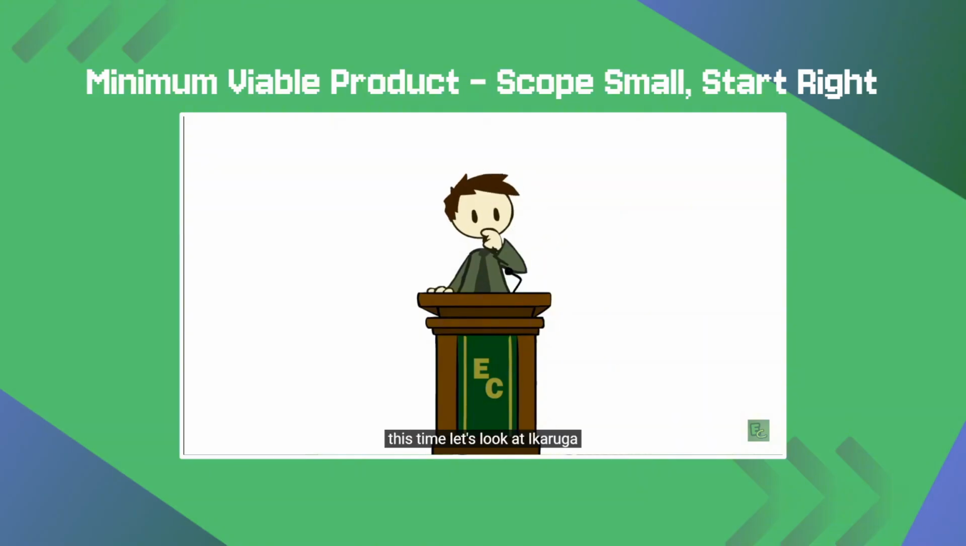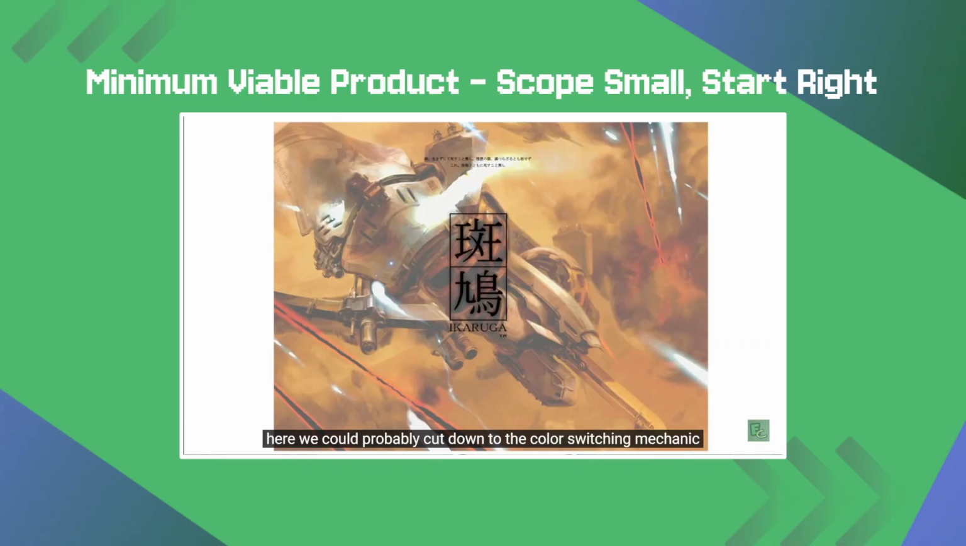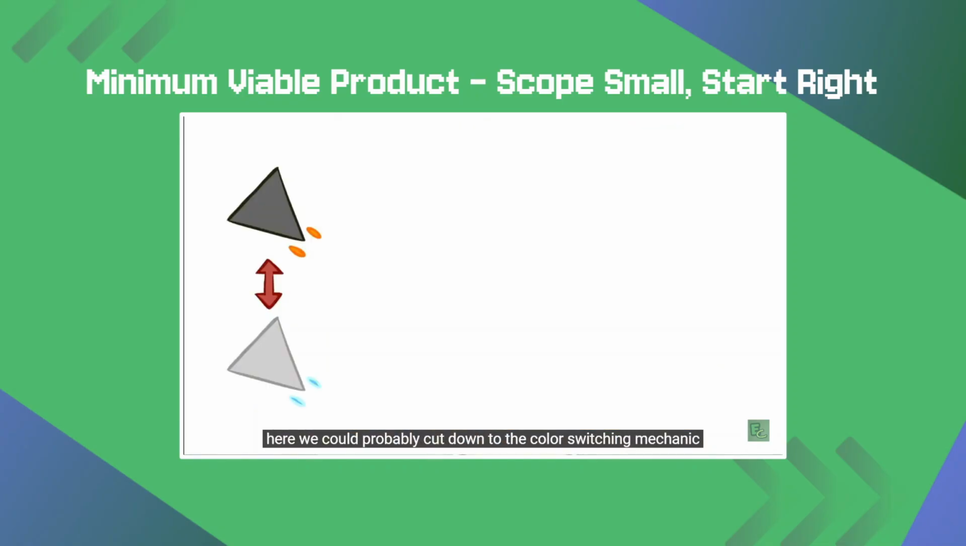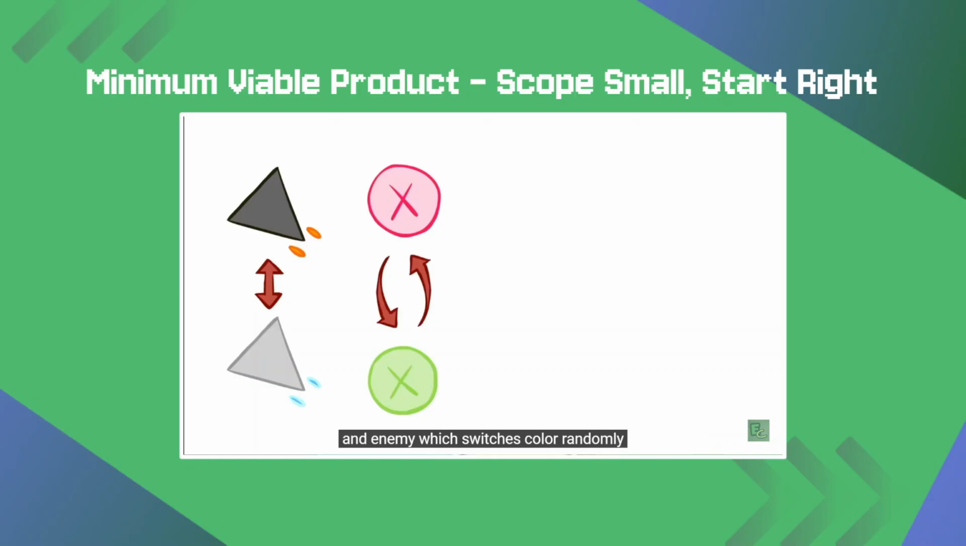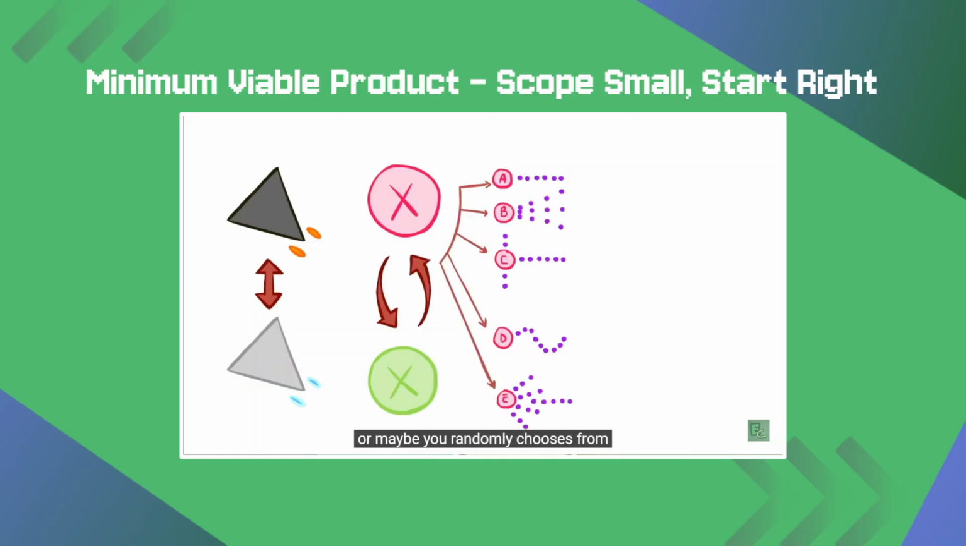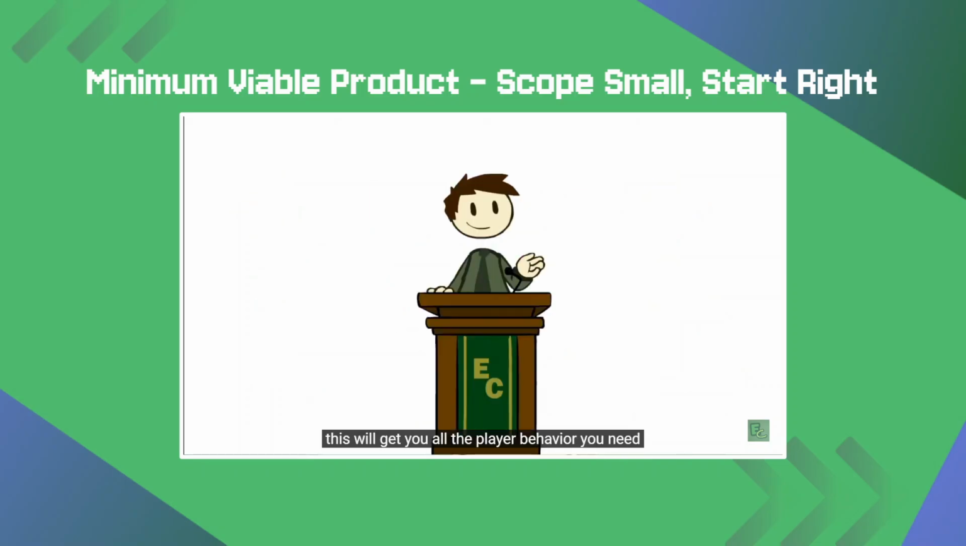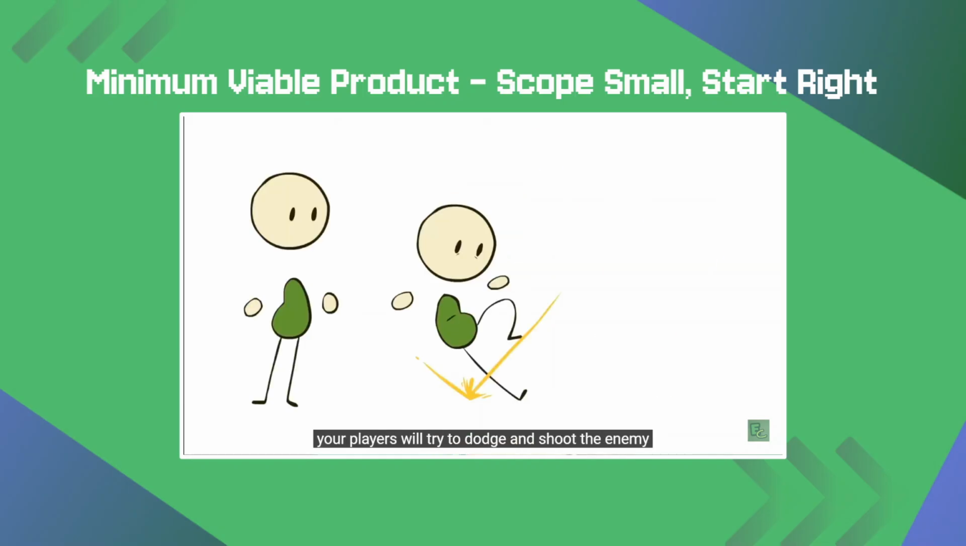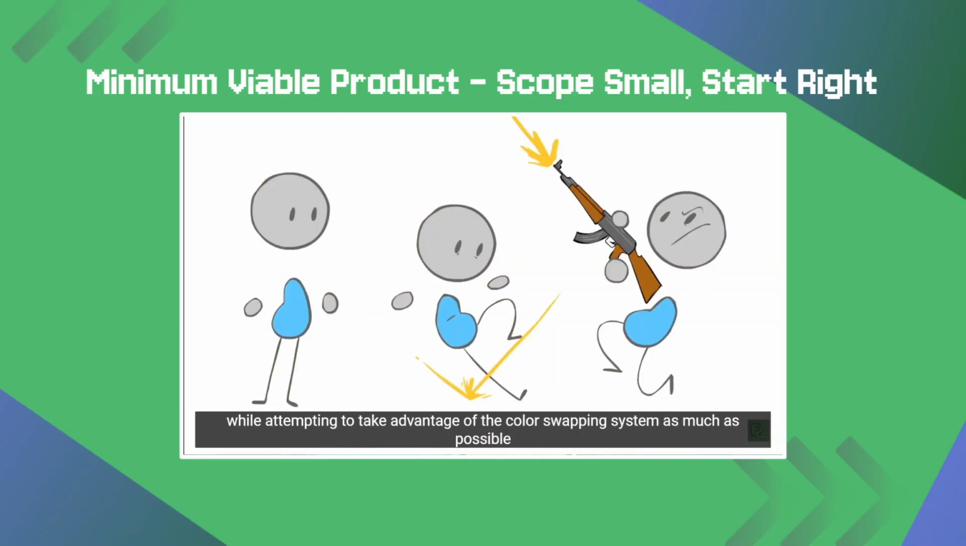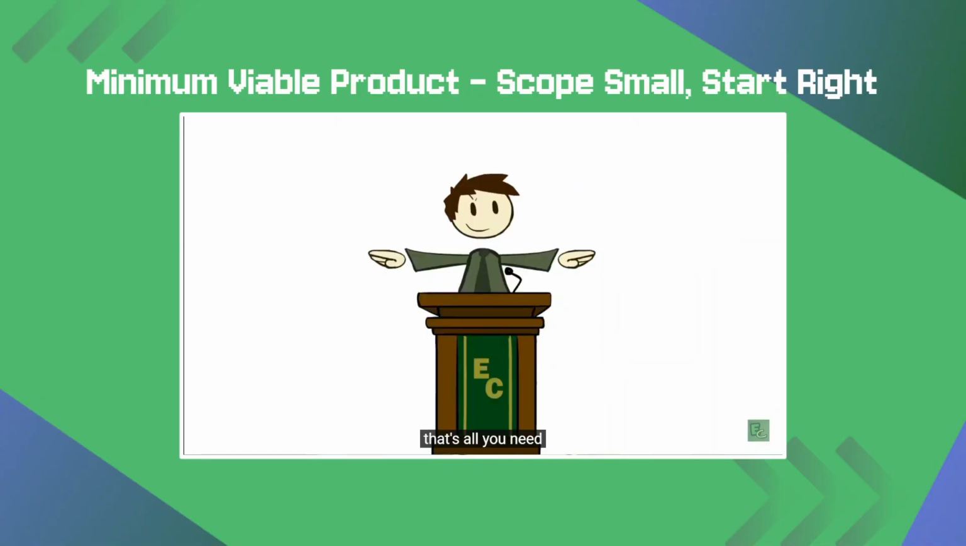Alright, let's try one more. This time, let's look at Ikaruga. Here, we could probably cut down to the color switching mechanic, an enemy which switches color randomly and shoots random bullet patterns, or maybe randomly chooses from a small list of pre-built bullet patterns, as that wouldn't be too hard to construct. Also, you'll need the ability for the player to move and to shoot, a counter which ticks upward as you shoot the enemy, and a death mechanic that simply resets the game when the player gets hit. This will get you all the player behavior you need to find out if your game's engaging. Your players will try to dodge and shoot the enemy while attempting to take advantage of the color swapping system as much as possible. That's all you need.